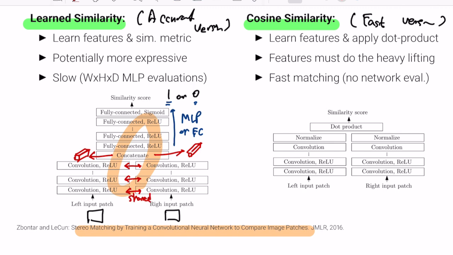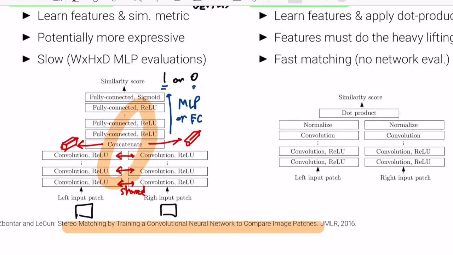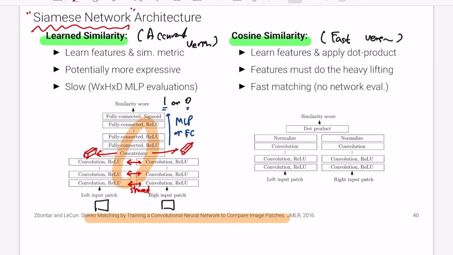So that's why this kind of model is called a kind of Siamese network. Right? In Korean, it's like Siamese twins. So we extract shared features and then attach an MLP to measure similarity. So this is learned features and a similarity metric, or similarity measure.